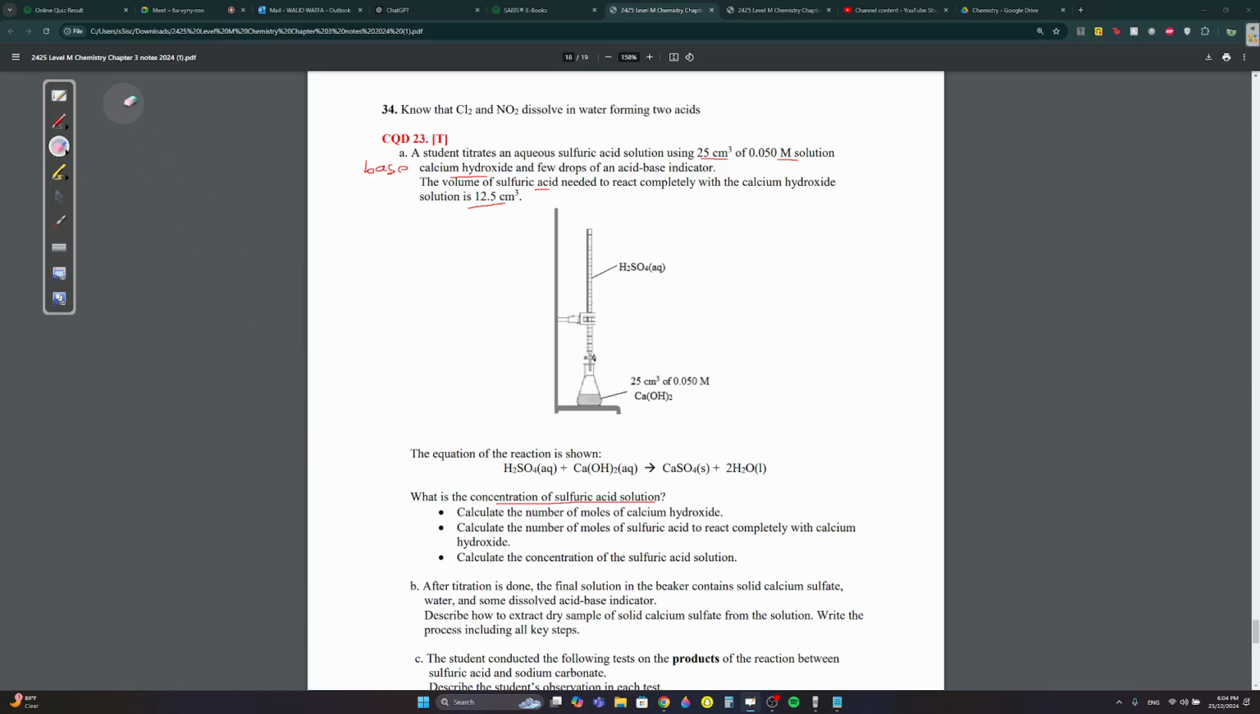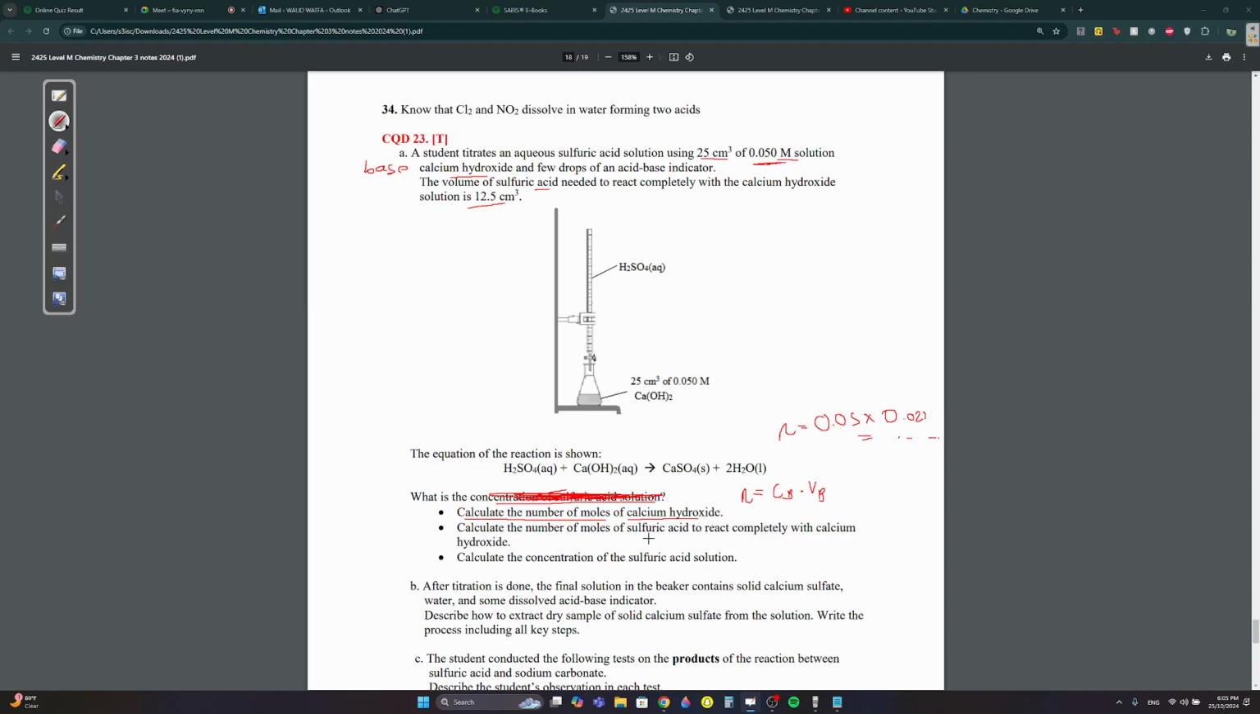The first thing they tell you is to calculate the number of moles of calcium hydroxide. Calculate the number of moles, part A, of calcium hydroxide. Obviously, the moles of calcium hydroxide is going to be the concentration of calcium hydroxide, let's just say base, times the volume of the base, right? So n is equal to the concentration of calcium hydroxide, we said 0.05, times the volume, which is, let's find it in decimeter cube, 0.025, and you get an answer, okay?